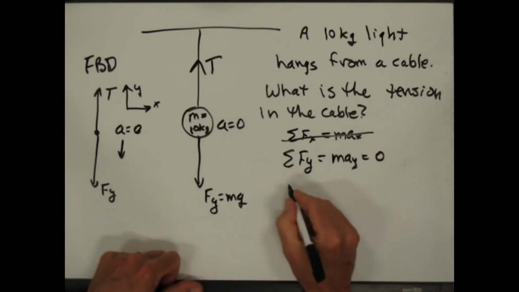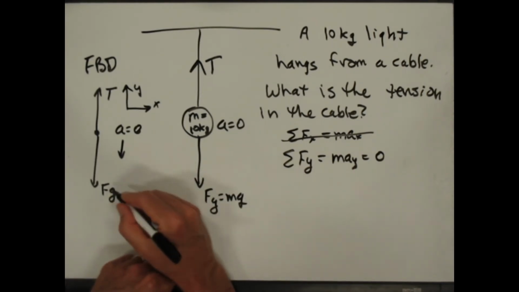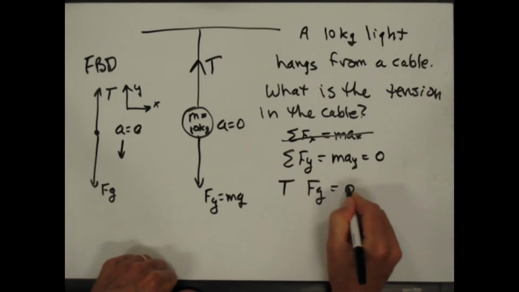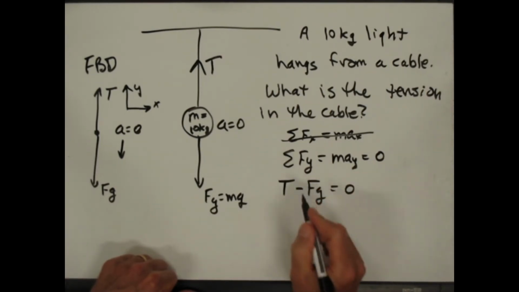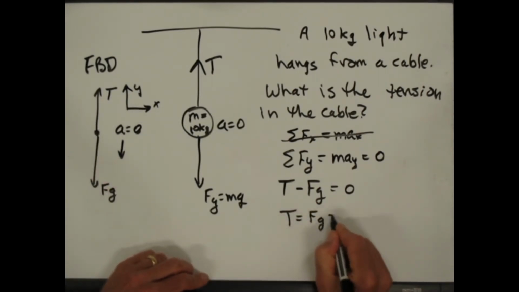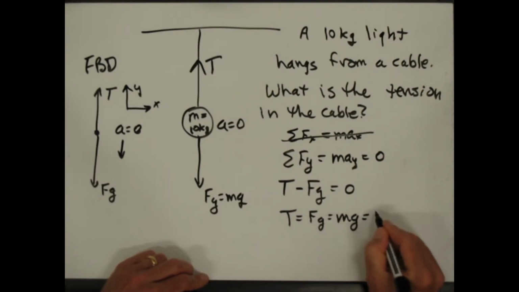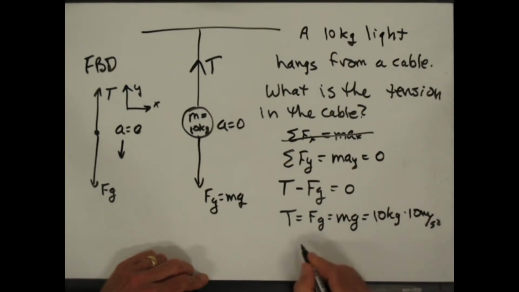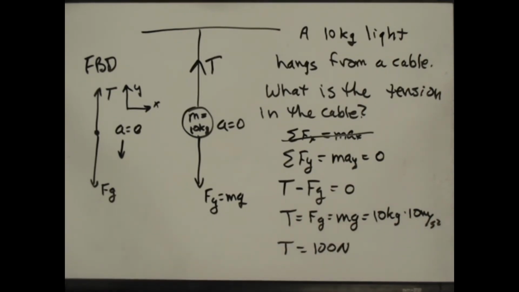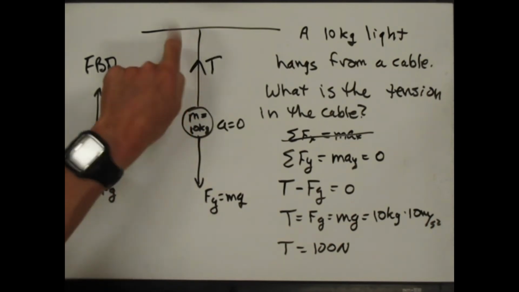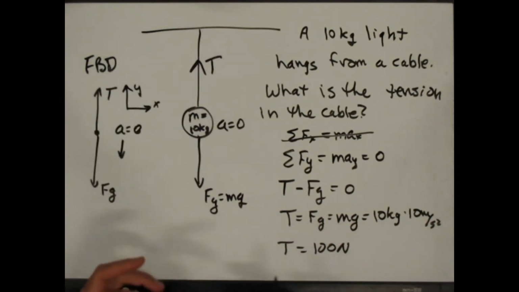Well, what are the forces? The forces are the tension and the force of gravity. This guy's positive, and that guy's negative because he's pointing down. And so the tension equals the force of gravity, which is equal to mg, which is equal to 10 kilograms times 10 meters per second squared, and that's equal to 100 newtons. So there's a tension force pulling up on the bulb, and gravity's pulling down on the bulb or the light fixture or whatever it is.